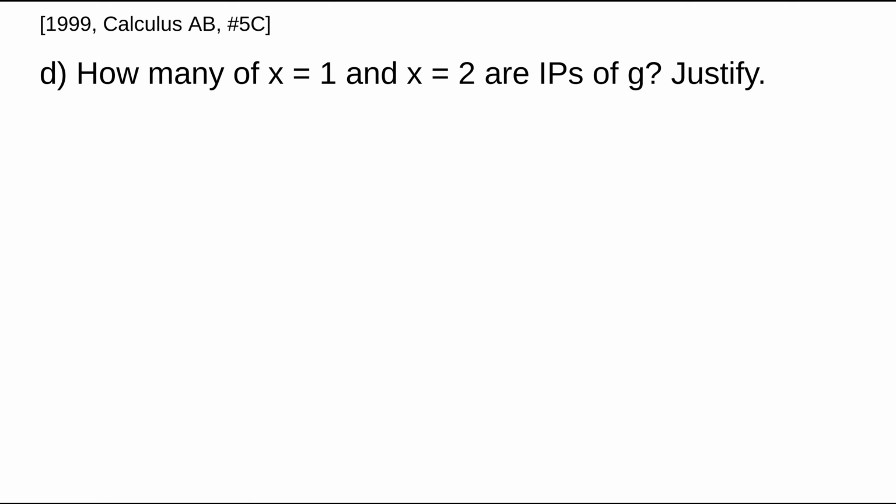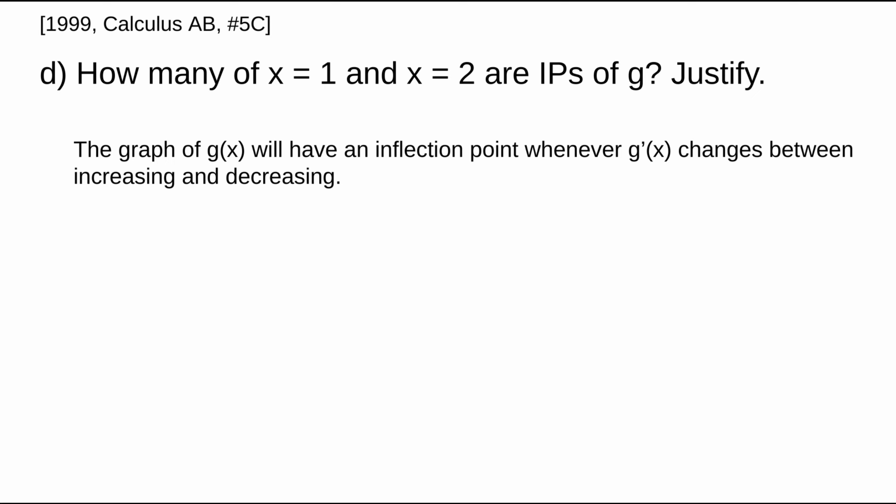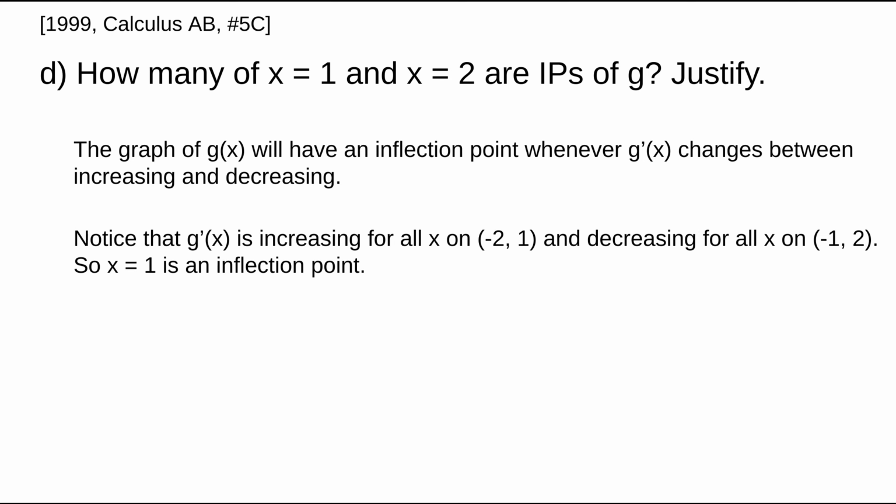In part D of this question, we are asked to determine how many of x equals 1 and x equals 2 are inflection points of the graph of g, and to also provide justification for that. The graph of g of x is going to have an inflection point whenever g prime of x changes between increasing and decreasing. And that can go in either direction. It can either go from increasing to decreasing or decreasing to increasing. Either one would indicate an inflection point.